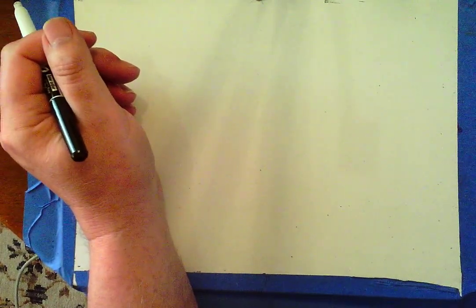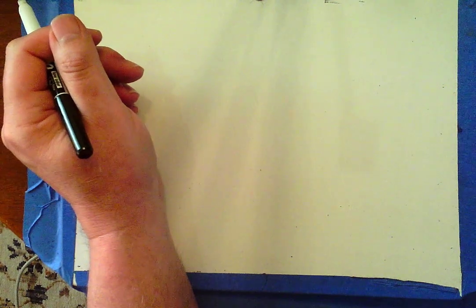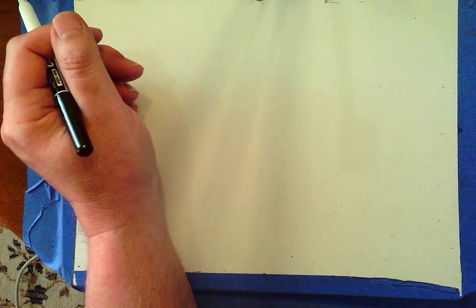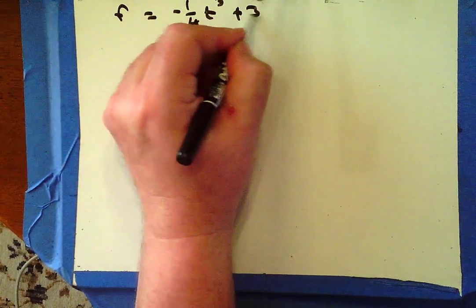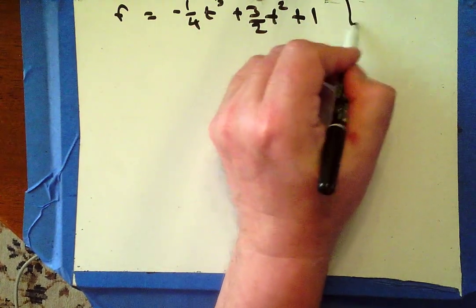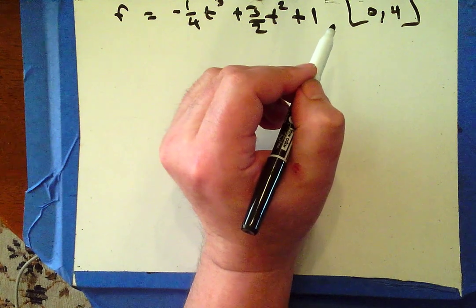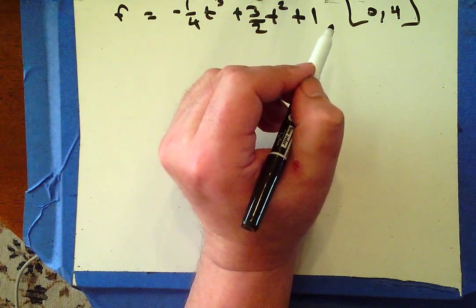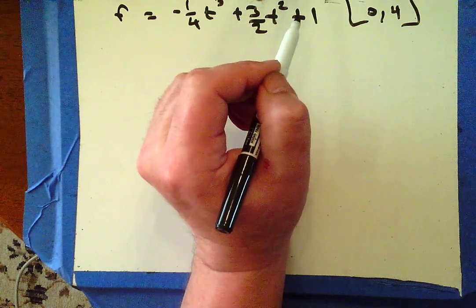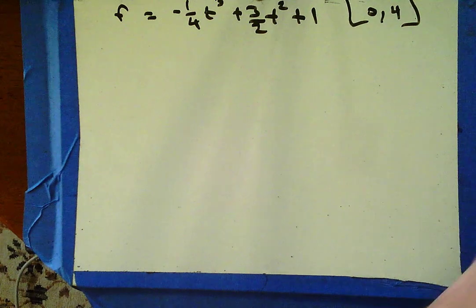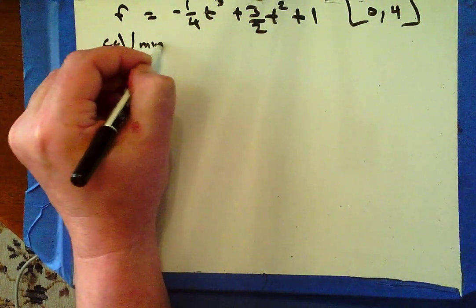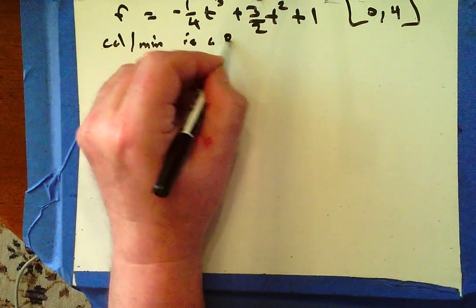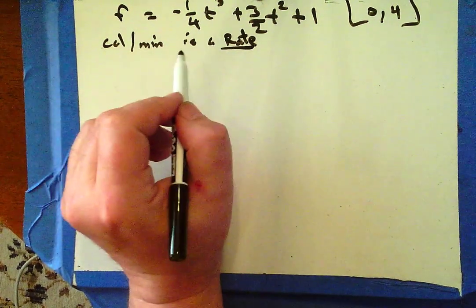Let's take a look at 7. 7 says the rate in calories per minute at which people using an exercise machine burn calories is modeled by this polynomial function f equals negative 1/4 t to the third plus 3/2 t squared plus 1 on 0 to 4, and is piecewise linear from 4 to 24. Oh, so this is the graph of calories per minute. And calories per minute is a rate. Ooh, so if I integrate that rate, I'm going to get calories.